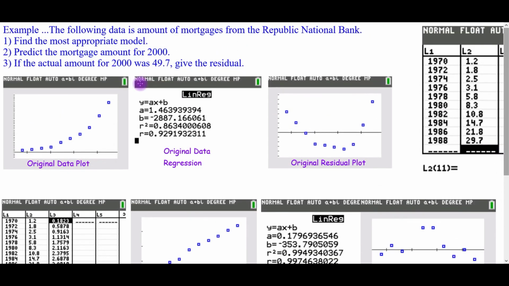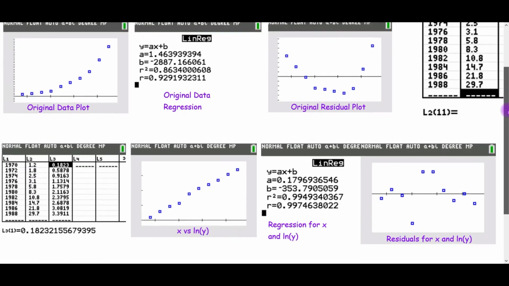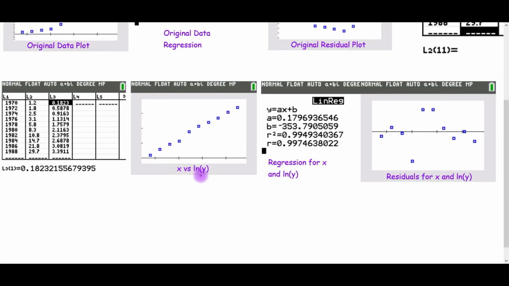So this question asks us to find the most appropriate model. We're going to predict the mortgage for 2000, and then we're going to find the residual from that. What we need to remember when we write our equation is that we use the natural log of the Y variable, and that Y variable was the mortgage. Okay, so then my regression equation is going to be the natural log of the predicted mortgage value is equal to, and then pulling numbers from the calculator output, we get negative 353.79 plus 0.18 times the year.